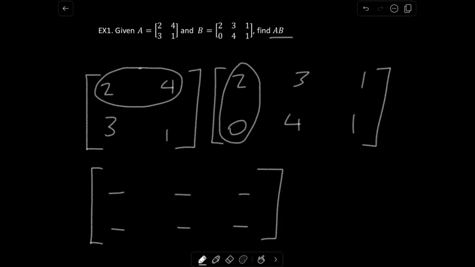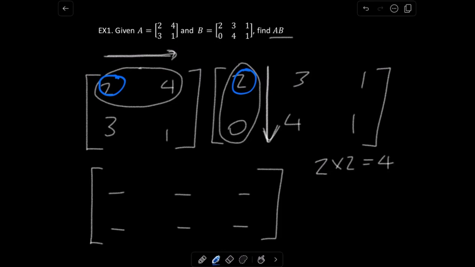matrices A and B. Then we multiply from left to right, top to bottom. What do I mean by that? So I'm going to take the 2 and multiply it by 2. So I'll get 2 times 2, that's equal to 4. Then I'm going to take the 4 and multiply it by 0. So I'm going to get 4 times 0, that's going to be 0. I then add these numbers up. So that's going to be 4, and that is the answer for row 1, column 1 of my resulting matrix.